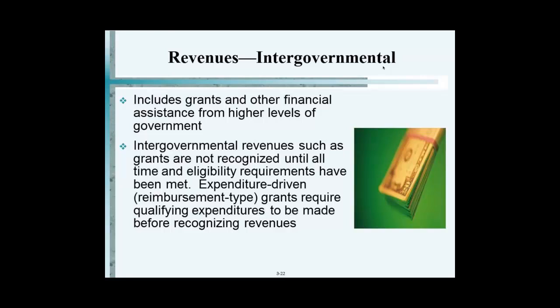By the way, most of the time, federal government doesn't just send you a check. They want you to spend it first before you get the money from them in the real world. And by the way, that's the fancy word: eligibility requirements have been met. They're time or purpose.